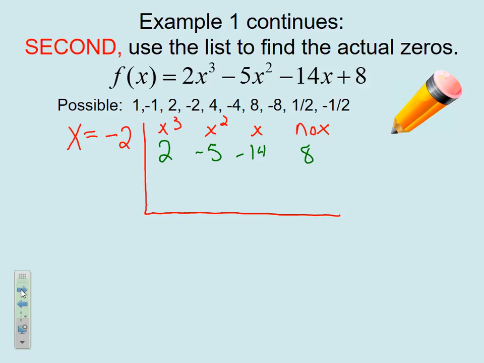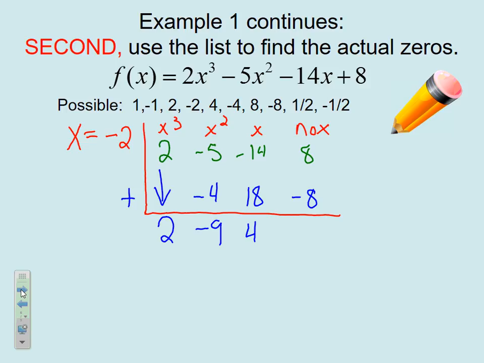Now I'm going to put it all together. I'm going to drop down that 2, so then I'm going to have negative 2 times 2, which is negative 4. Then I'm going to get negative 9 when I add those together. Negative 2 times negative 9 is a positive 18. Negative 14 plus 18 is 4. Negative 2 times 4 is a negative 8.